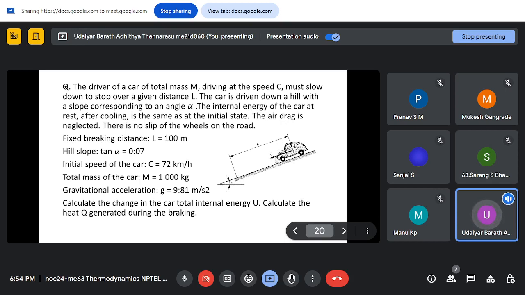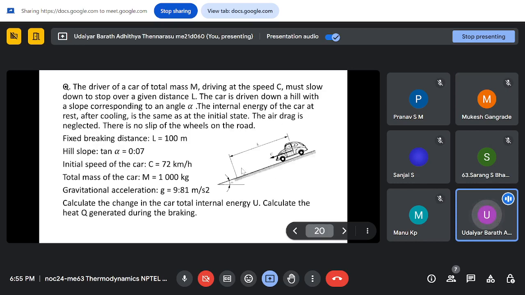Initially it had some velocity c, so because of that it will possess some kinetic energy, mv squared, and this is at a height h. We need to find that height. That will be L sine alpha. You see the slope is alpha, and it has to go a distance L, so the total height which it has come down will be L sine alpha. So that is the decrease in potential energy.